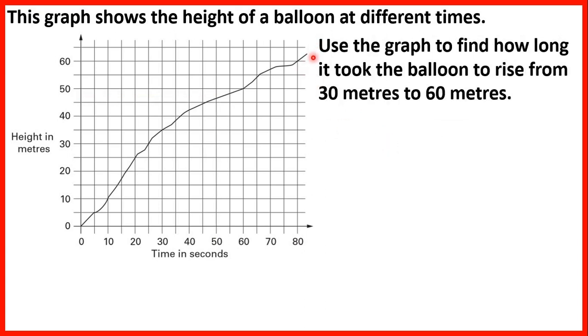Now use the graph to find how long it took the balloon to rise from 30 meters to 60 meters. So we have the height in meters on the side, so we can find 30 meters, draw a line across, and then a line down from where it hits the line on our line graph. We can see that that's right in the middle of 20 and 30, so that's 25 seconds. Now we can find 60 meters, draw a line across, then a line down, and we can see that that's 80 seconds. So we need to know how long it took to rise from this level to this level. So we need to find the difference, which means we can subtract, and 80 minus 25 is 55. So it took 55 seconds to rise from 30 meters to 60 meters, because if we have 25 seconds, another 55 seconds takes us to 80 seconds.